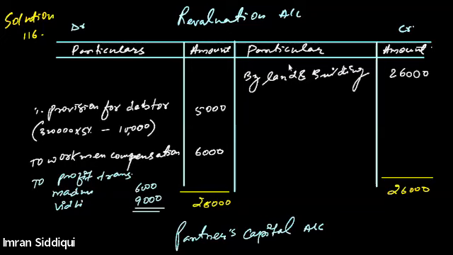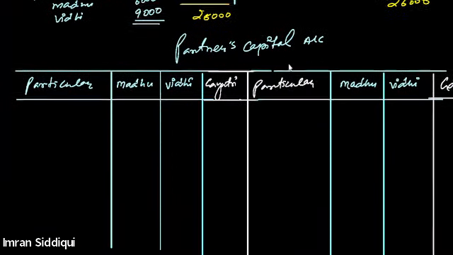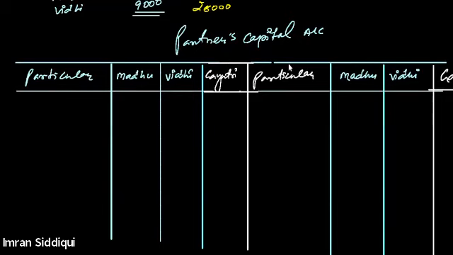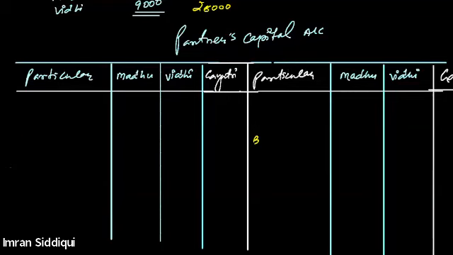Yes. Okay, now we will take the profit of the revaluation account to the partners' capital account, right? And since there is a profit, we will be transferring this profit to the partners' capital account on the credit side, right? So we'll write down by revaluation account. Madhu's account will be credited by 6,000 and Vidhi's account will be credited by 9,000.